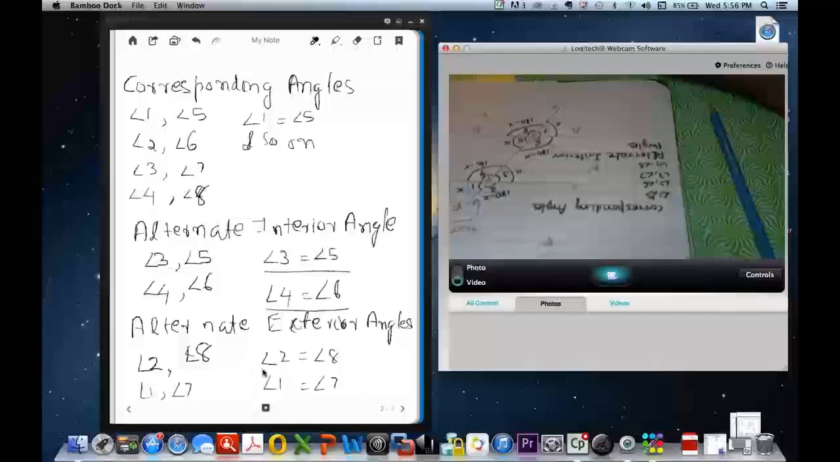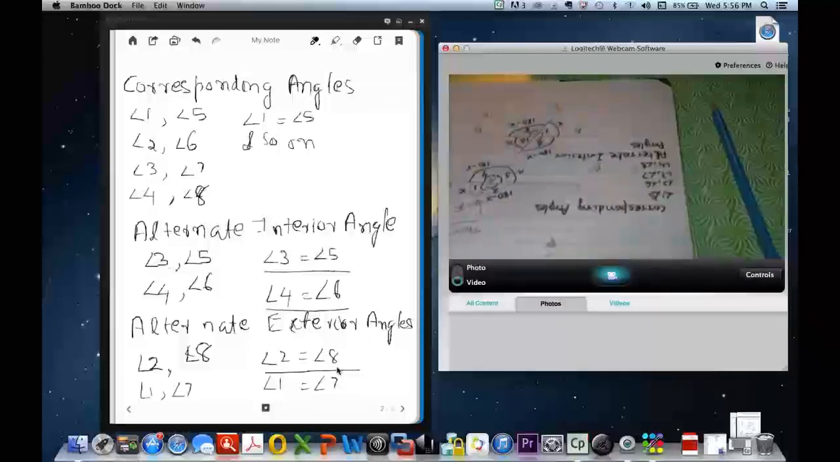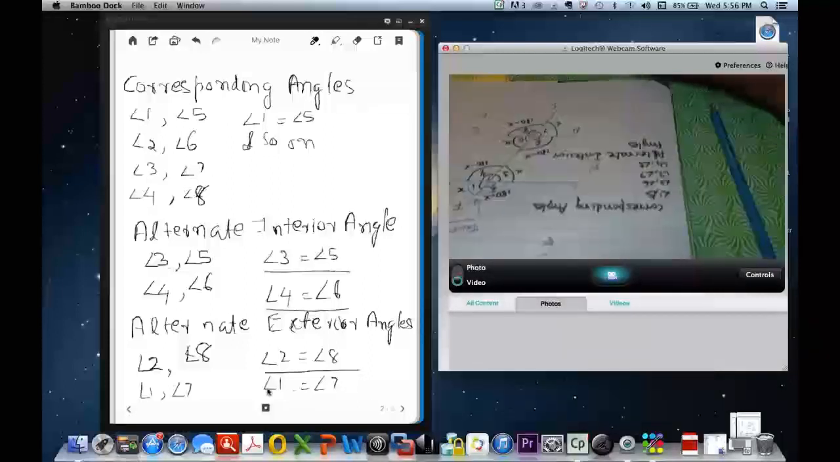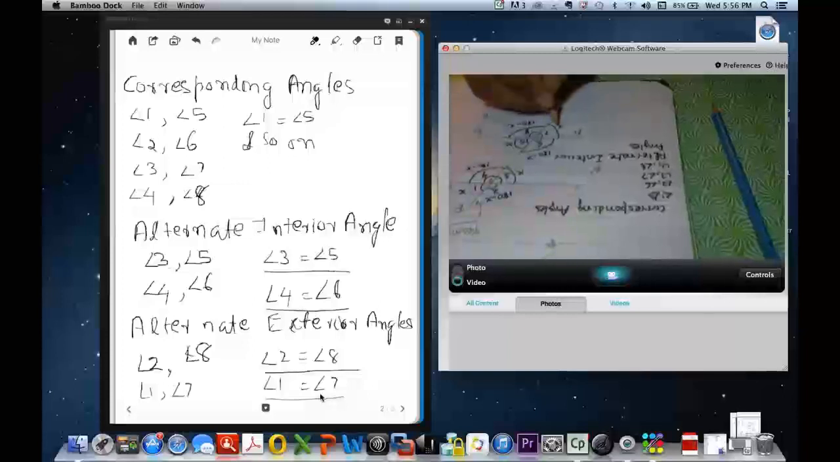So let us look at that. Angle 2 is equal to angle 8. Angle 2 is 180 minus x and angle 8 is 180 minus x. So they are equal, right? And let's look at angle 1 and 7. Angle 1 is x, angle 7 is x.